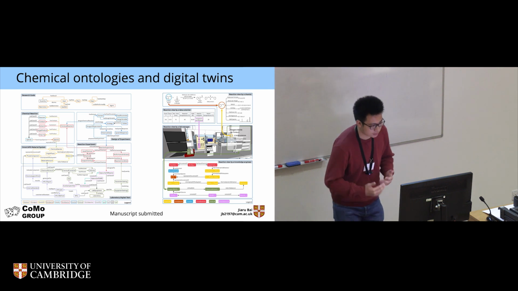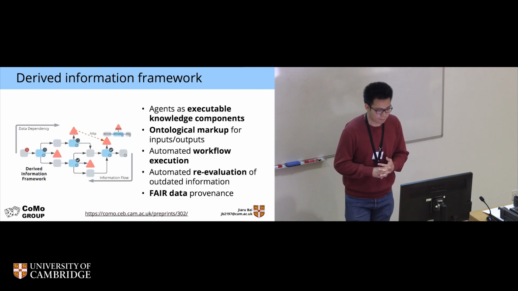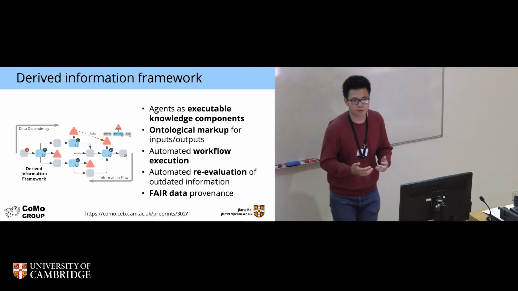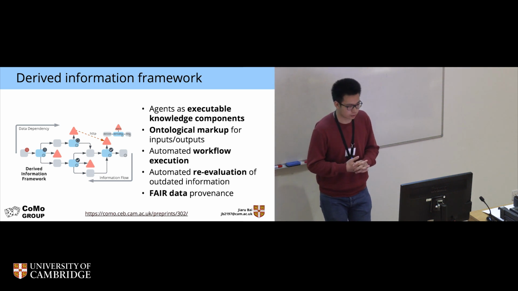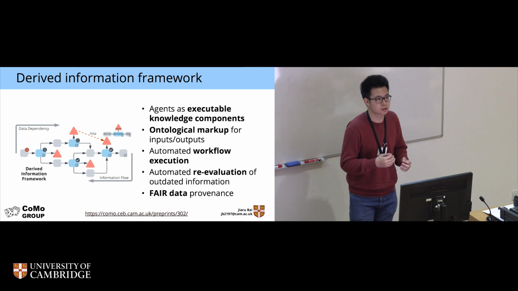So the next step is to talk about the agent. Here we employed something called the derived information framework. It is a knowledge graph native solution that we developed initially to enable interoperability in the smart cities domain. But as we were developing it, we figured out it's actually quite generic, and we can use it to streamline the workflow in a lab as well.